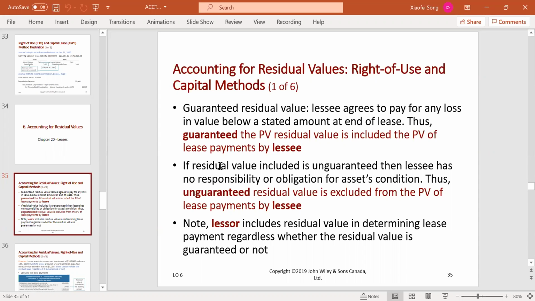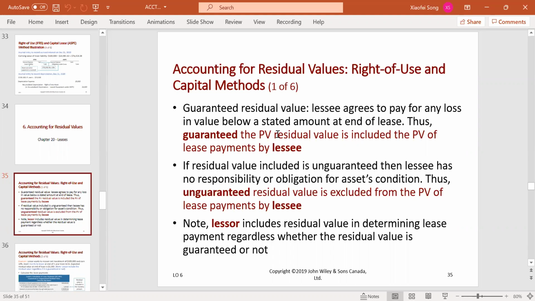Since this residual value is guaranteed, the lessee could potentially have to pay a maximum of the entire residual value. That's the maximum amount the lessee could be required to pay. That means if the residual value is 0, the lessee has to pay the whole amount. So the lessee needs to take this guaranteed residual value into consideration, because that could be a real obligation.